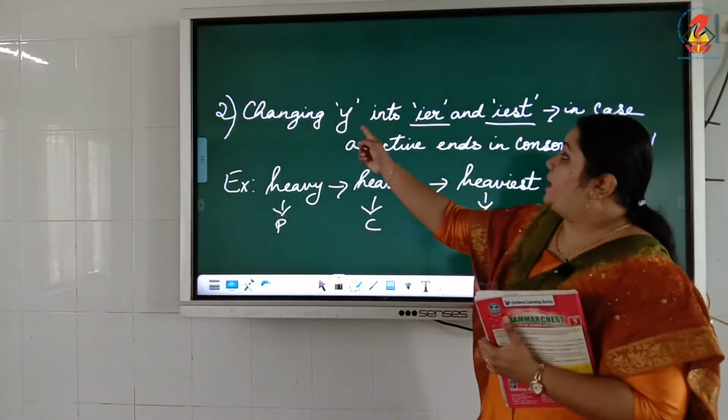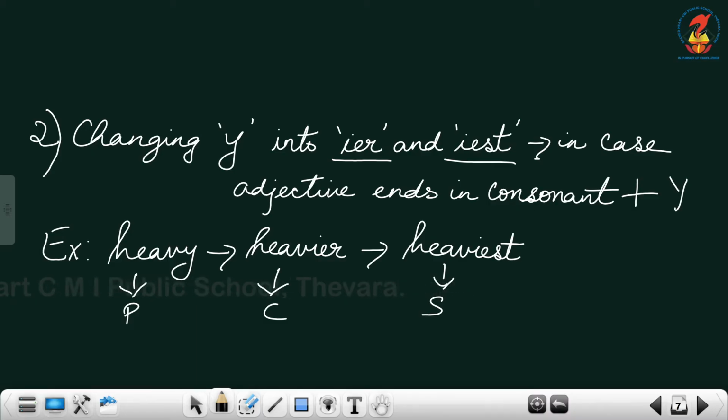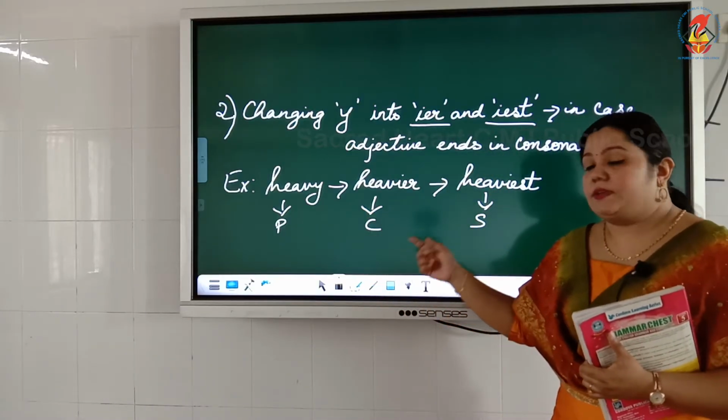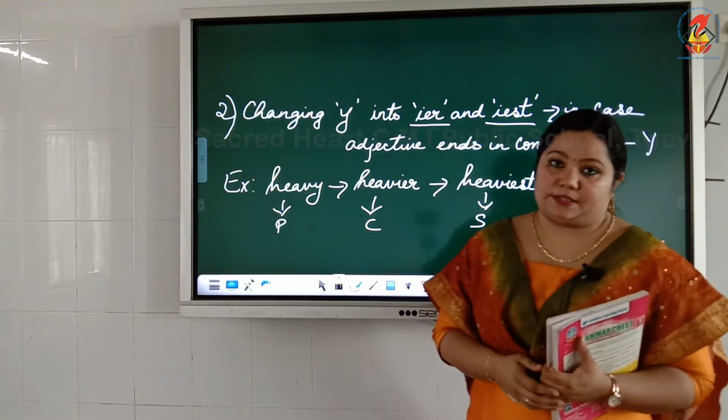By changing y into IER and IEST. When exactly? When we have adjectives that end with a consonant sound plus a y in the spelling of the word. So here, heavy, we have a consonant, so y is there. We write IER to convert the positive word into comparative, and when we want to convert that into superlative, we add IEST. So the word heavy is positive, heavier is comparative, and heaviest is superlative.